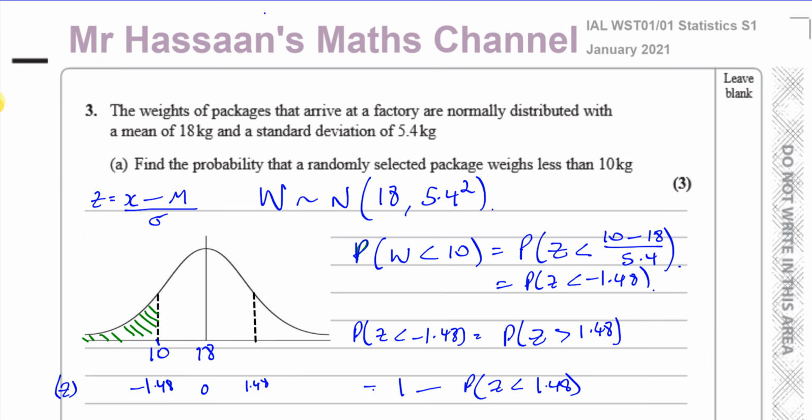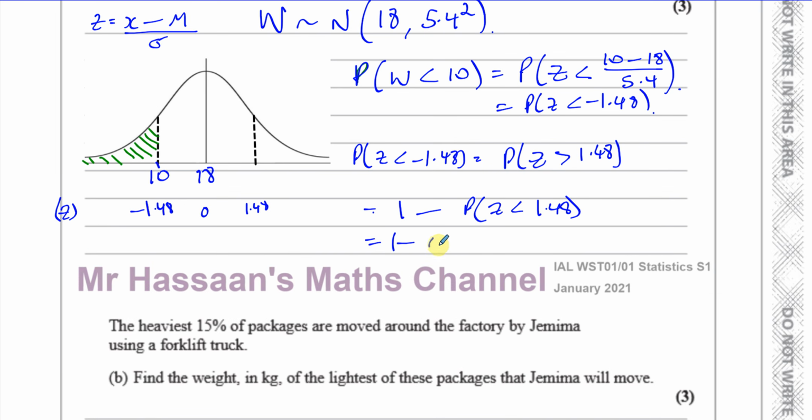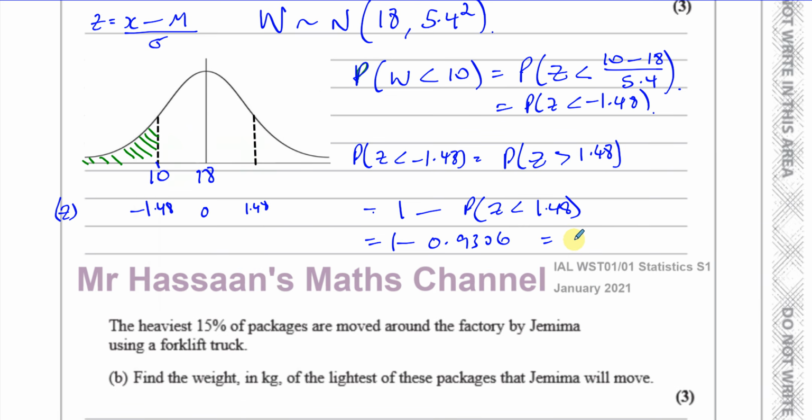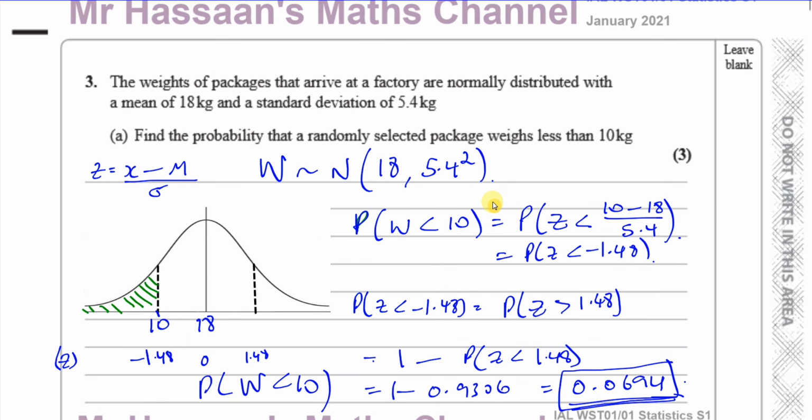This was the value of 0.9306. So this is 1 minus 0.9306, and that gives us 0.0694. That's the probability that the weight is less than 10 is equal to this. There we have the answer to part A of the question, and now to part B.